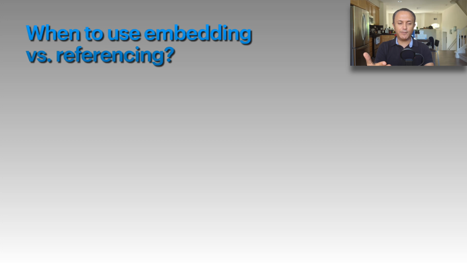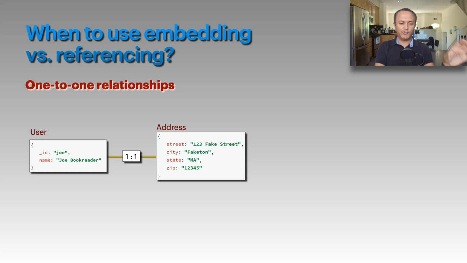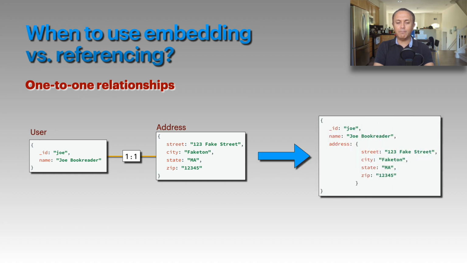So if we look first of all at one-to-one relationships, something like user and address. If you say a user has a single address and an address usually belongs to just one person. Of course, there are exceptions to that rule, but let's assume that this is the case. So usually in this case, it's preferable to just represent them as an embedded document, basically embedding the address inside the user.